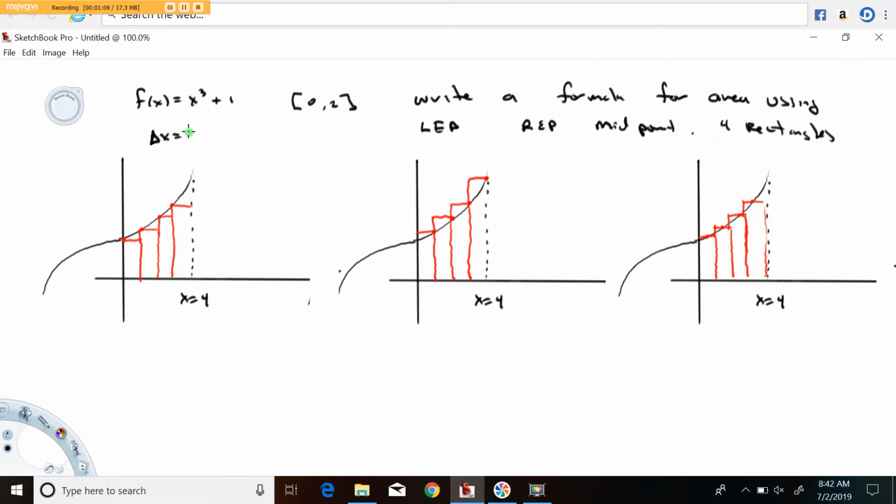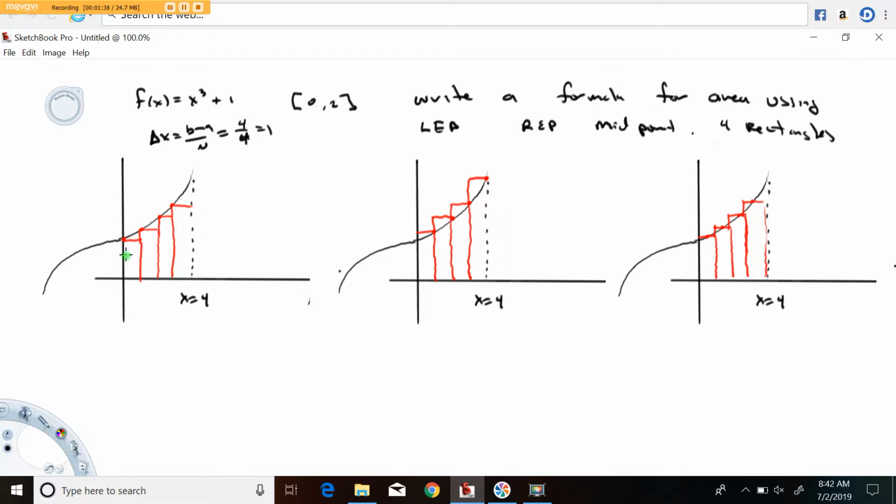Now delta x is always equal to b minus a over n, where b is the upper bound, a is the lower bound, and n is the number of rectangles. In this case, b is 4, a is 0, and we're dividing this into 4 rectangles. So we're going to have a delta x of 4 over 4, which is 1 for every one of these examples. All right.